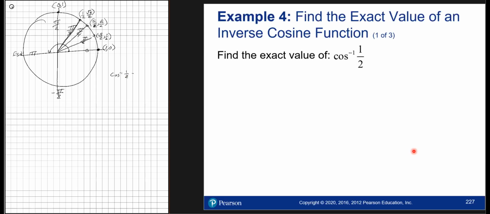So asking for cosine inverse, what angle gives us that? It's saying the cosine of what angle equals 1/2. Well, now cosine is the x values. So now I look at the x values, which x value is 1/2. Well, that's when it's pi over 3. So the cosine of pi over 3 equals 1/2. So the cosine inverse of 1/2 equals pi thirds.